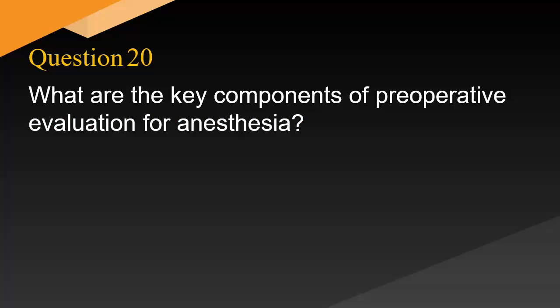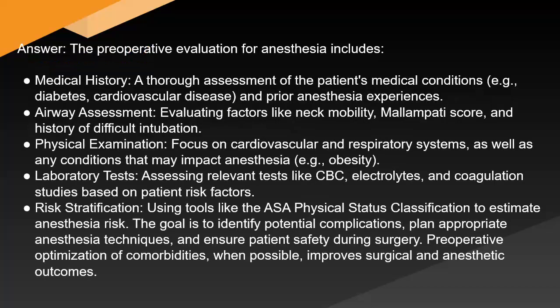What are the key components of preoperative evaluation for anesthesia? Answer: the preoperative evaluation for anesthesia includes medical history, a thorough assessment of the patient's medical conditions, e.g. diabetes, cardiovascular disease, and prior anesthesia experiences. Airway assessment, evaluating factors like neck mobility, Mallampati score, and history of difficult intubation.